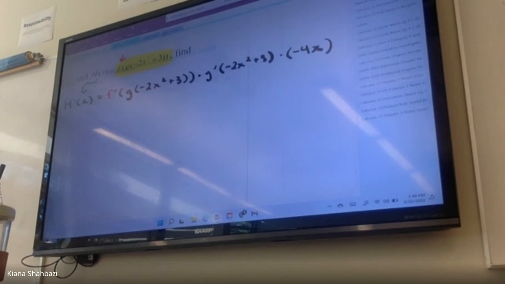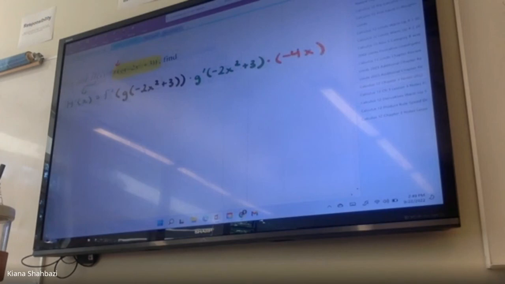You know what? I'm going to erase this again. Darcy, do you want to try taking the derivative now? Okay, give it a try, Darcy. I erased it. F prime onto g of negative 2x squared plus 3, times g prime onto negative 2x squared plus 3. Right. Notice that you're keeping everything the same. And then multiply that by negative 4x. Right. Good, Darcy, you got that.